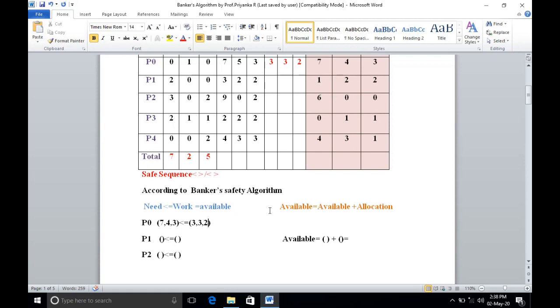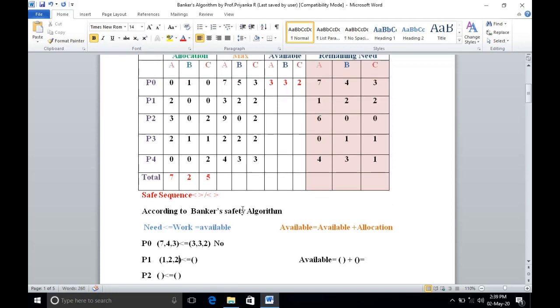Now we have to keep one thing in mind, that all three resources must satisfy the criteria of lesser than or equal to condition. So all three resources we have to check. 7 is not lesser than or equal to 3. 4 is not lesser than or equal to 3. 3 is not lesser than or equal to 2. The first 7, 4, 3 represents A, B, C. Here available also is A, B, C, which is 3, 3, 2. So this is not satisfied.